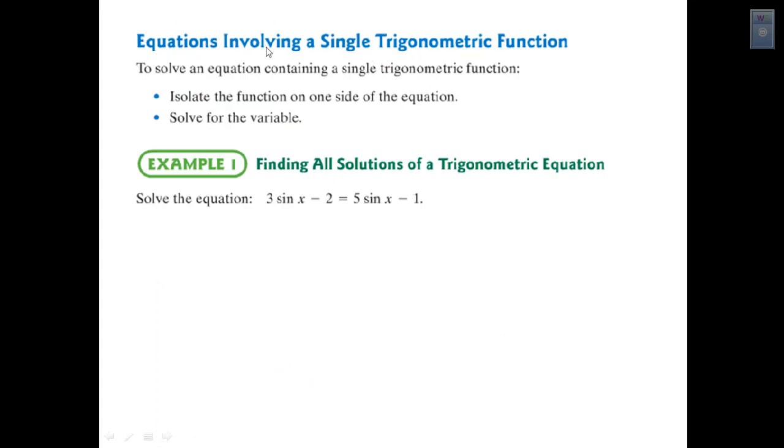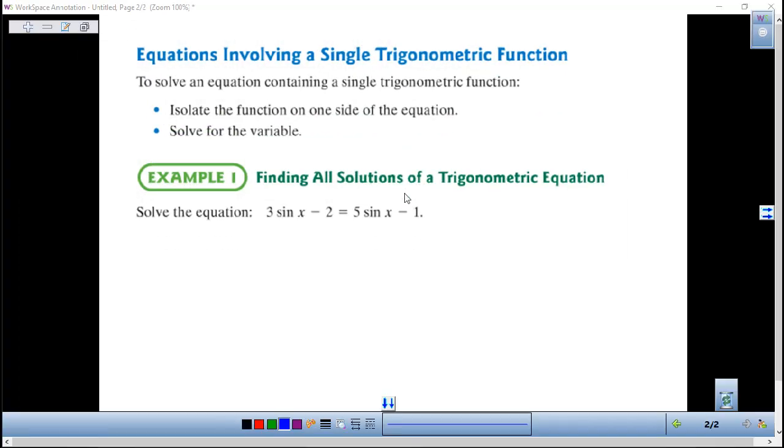All right, now, equations involving a single trigonometric function are easy to solve. All you're going to do is isolate the function on one side of the equation, that means get it by itself, and then solve for the variable. In this case, I've got sine x on both sides, and values on both sides. So I'm just going to move them back and forth and get all the signs on one side and all the non-signs on the other side. And when I say non-signs, I mean non-trig functions.